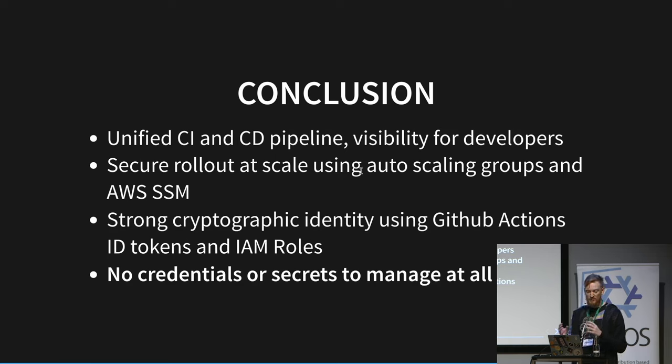And we have a strong cryptographic identity using GitHub Actions ID tokens and IAM roles, which allows us to do these deploys without having to manage any secrets or credentials at all, and we don't have to rotate anything. And they're scoped to specific environments. Yeah, so that's how we currently do deploys, and it's kind of nice.